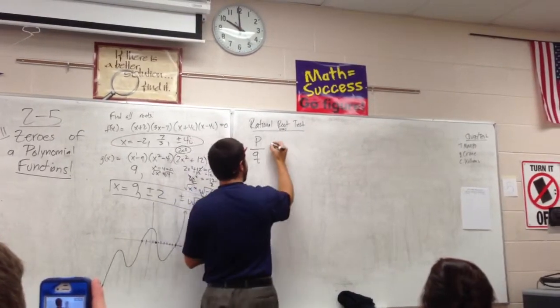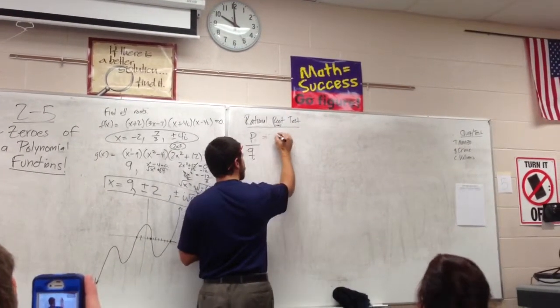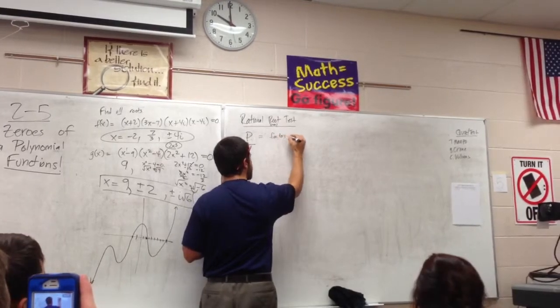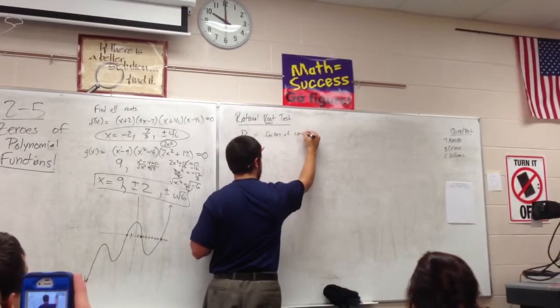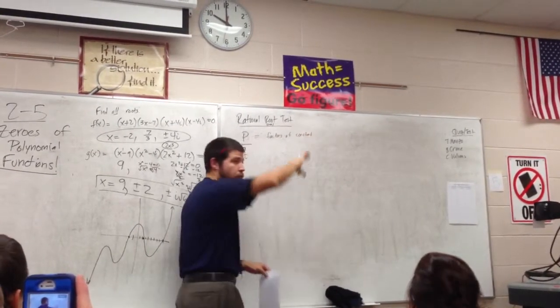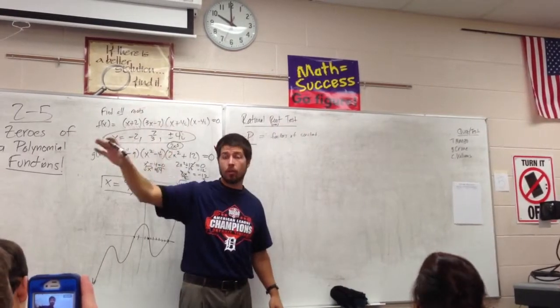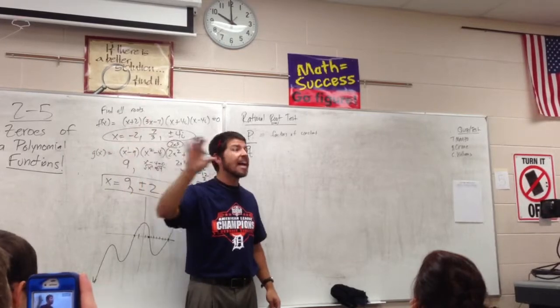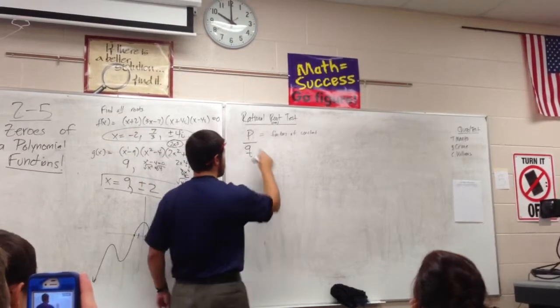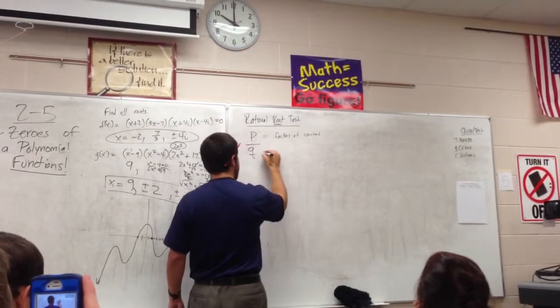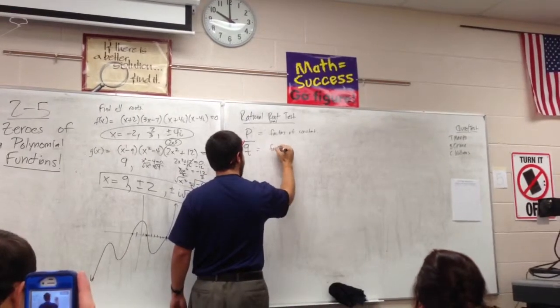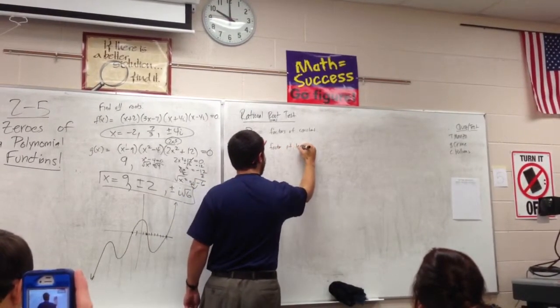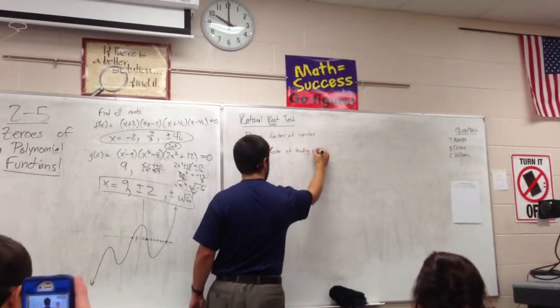And what we're going to say is that the p-value are the factors of the constant. And that is just the number that's written out at the end, like plus 6, or minus 12, or plus 4, or minus 1, or something. The p is the factors of the constant. And q is the factors of the leading coefficient.